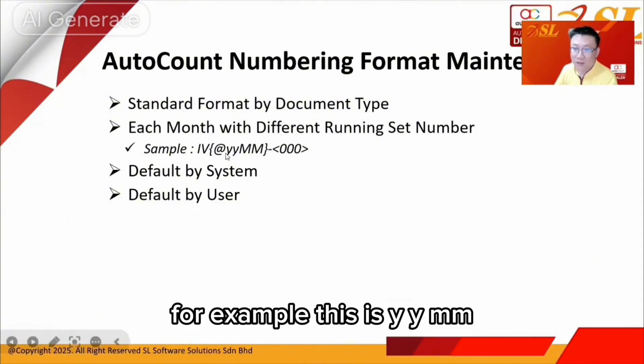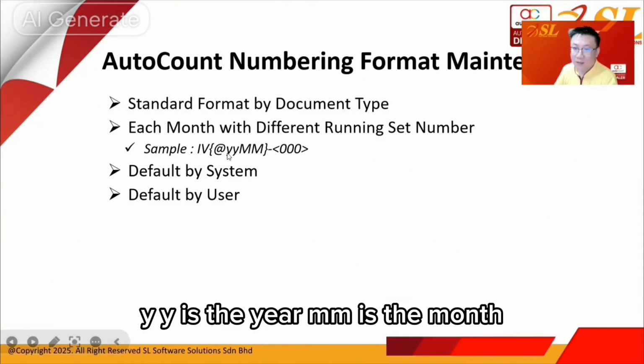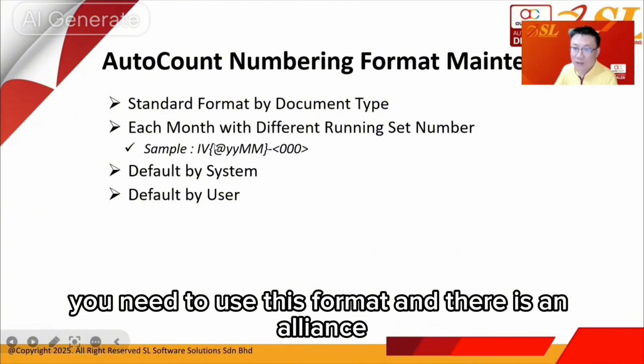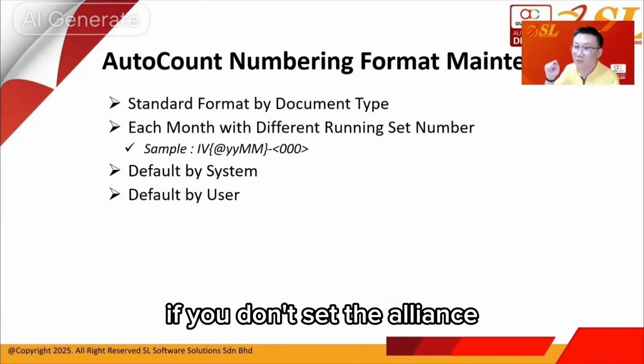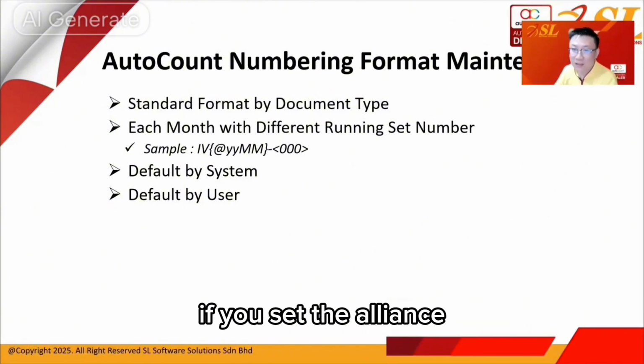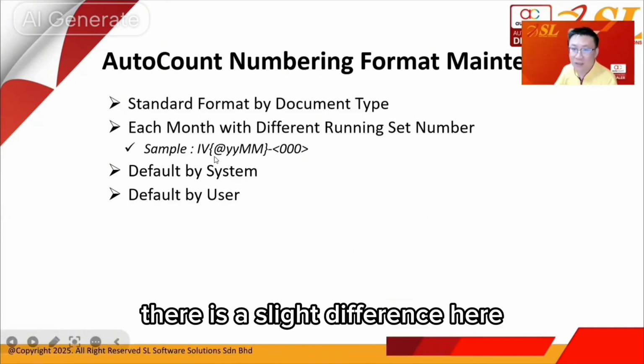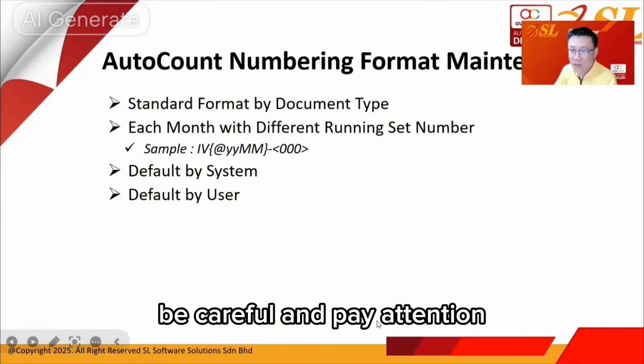For example, this is YYMM. YY is the year, MM is the month. You see, this bracket and this arrow are different. You need to use this format and there is an alliance. If you don't set the alliance, it will follow the computer's date. If you set the alliance, it will follow the date of your document. There is a slight difference here. Be careful and pay attention.